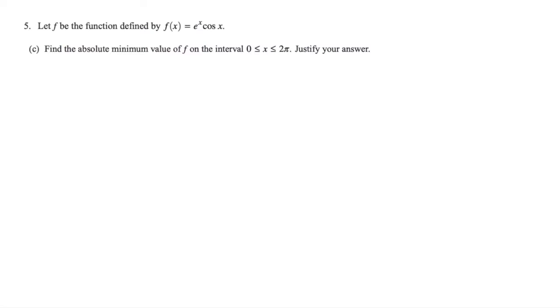Part C. In exercise 5, let f be the function defined by f of x equals e to the power of x times cosine of x. We have to find the absolute minimum value of f on this interval from 0 to 2 pi. First of all, we have to consider that the minimum value could be a relative minimum. So we have to find the possible critical points that are a minimum.